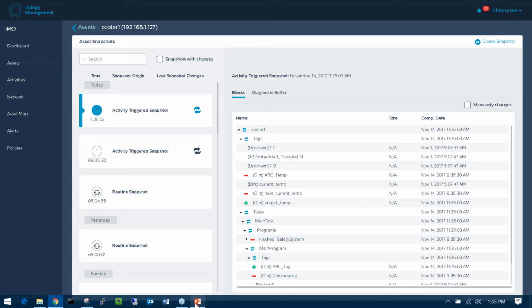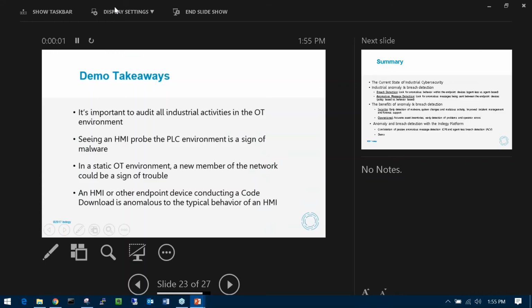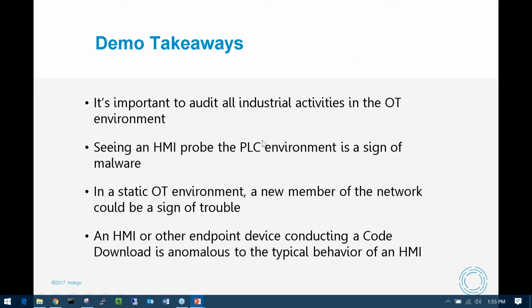And with that, I'm going to jump to our last slide here. And just in summary, as you can see, there's a lot of value in auditing all of the industrial activities in the OT environment. You don't know today what you're going to need tomorrow. Think about this like that adjustable wrench. Let's just record it all, and someday in the future, we will have a forensic investigation.